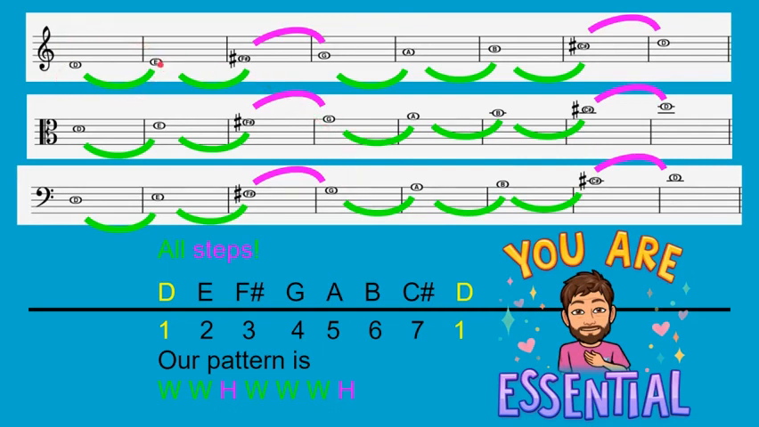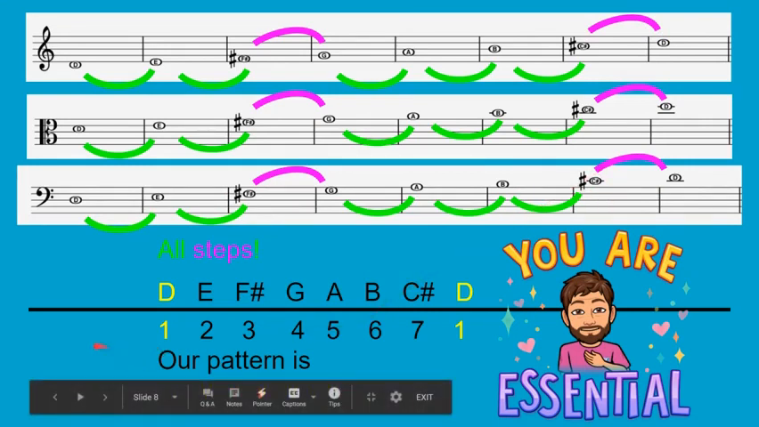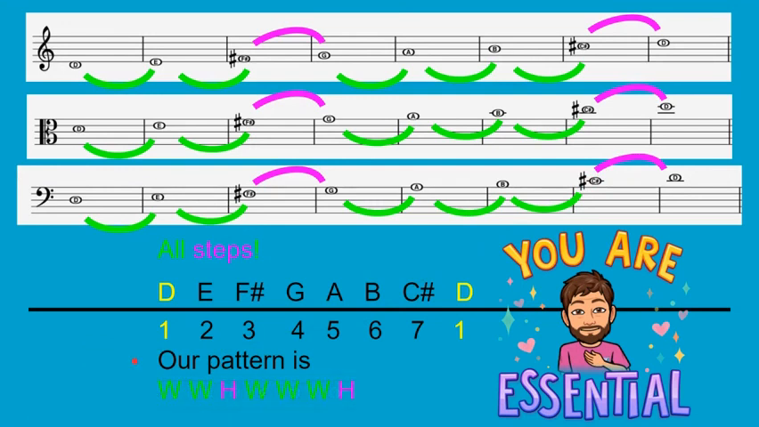So now if we look at our pattern all together with all of our steps, we have a whole step, half step, whole step, whole step, whole step again, and then we finish with a half step. So 2 whole steps, 1 half step, 1, 2, 3 whole steps, 1 half step. Where we can see our pattern down here at the very bottom: whole, whole, half, whole, whole, whole, half.